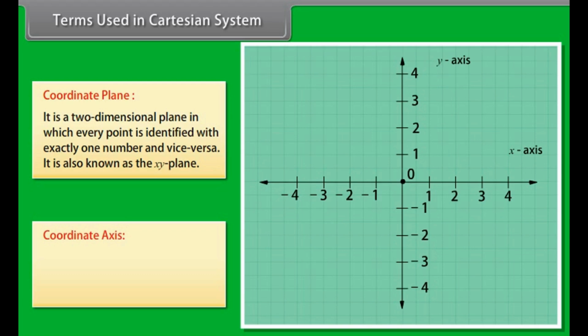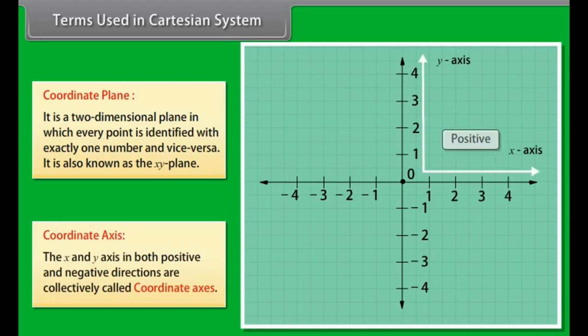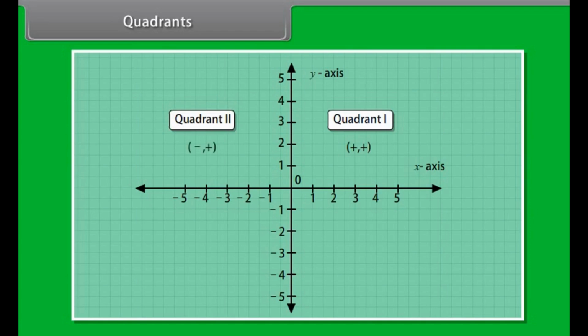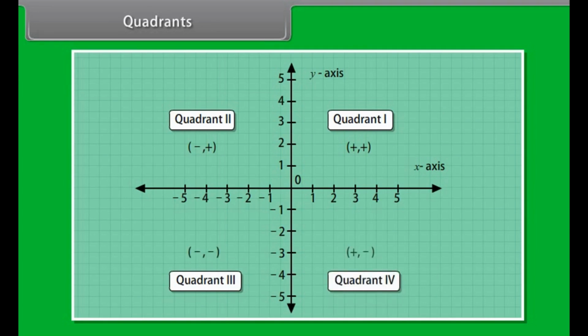Coordinate axis. The x and y axis in both positive and negative directions are collectively called coordinate axes. Quadrants. The axis divides the plane into 4 quadrants. In quadrant 1, x and y are positive. In quadrant 2, x is negative but y is positive. In quadrant 3, x and y are negative. In quadrant 4, x is positive but y is negative.